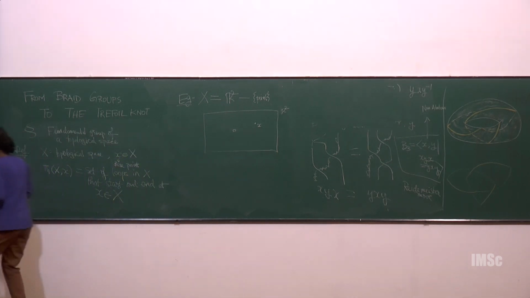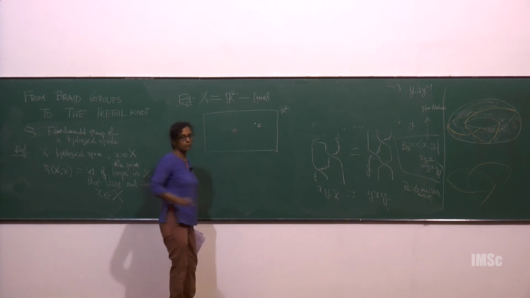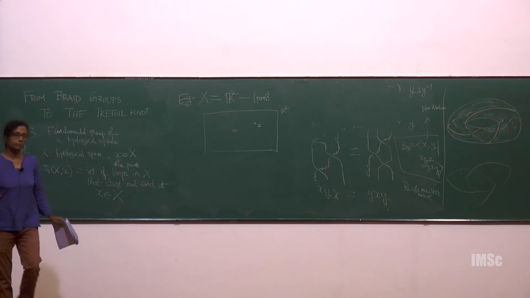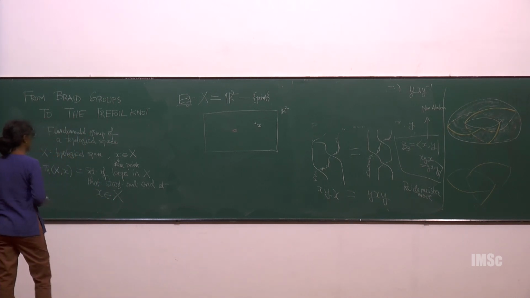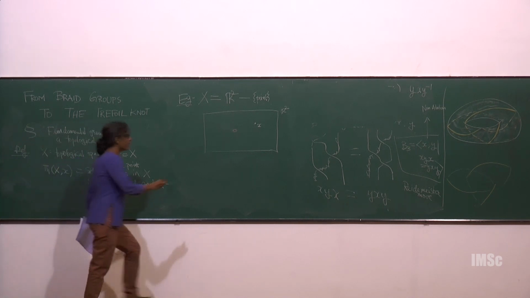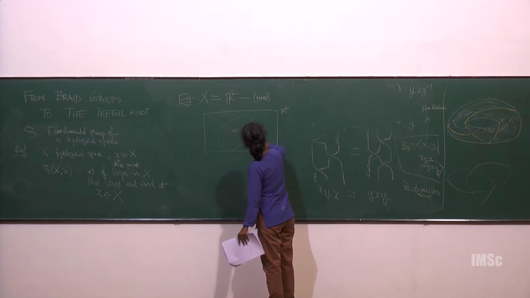So this point, since it is missing, let me draw it in a different color. Something close to red, because it's a no-go. You cannot go in there. Usual topology. Yes. So now we are going to think about loops that start and end at little x. So these are some loops.